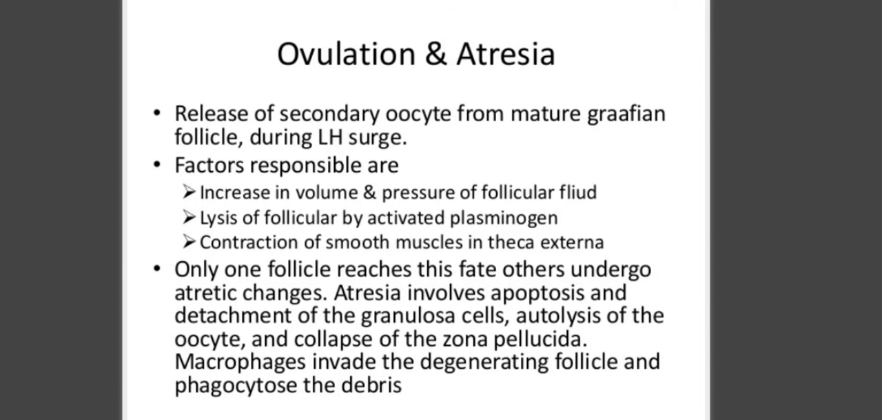Only one follicle reaches this fate, others undergo atretic changes. Atresia involves apoptosis and detachment of the granulosa cells, autolysis of the oocyte, and collapse of the zona pellucida. Macrophages invade the degenerating follicle and phagocytose the debris.